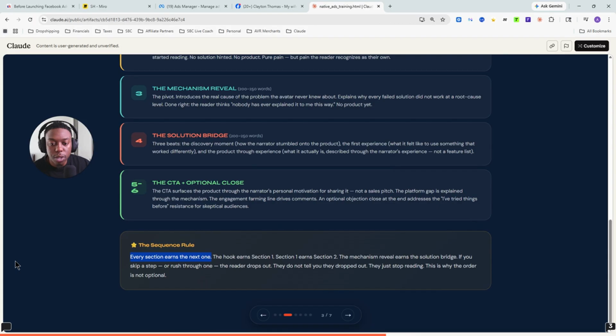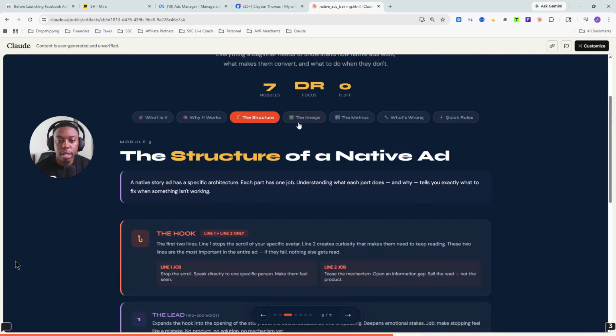The hook earns section 1, section 1 earns section 2. The mechanism reveal earns the solution bridge. If you skip a step or rush through one, the reader drops out. They don't tell you they dropped out. They just stop reading. This is why the order is not optional, right? So we want to make sure we follow this to the best of our ability.